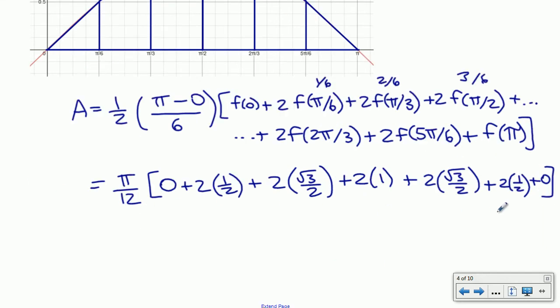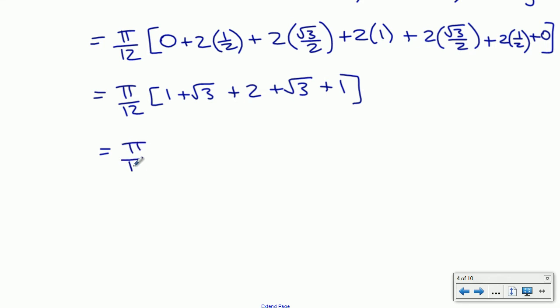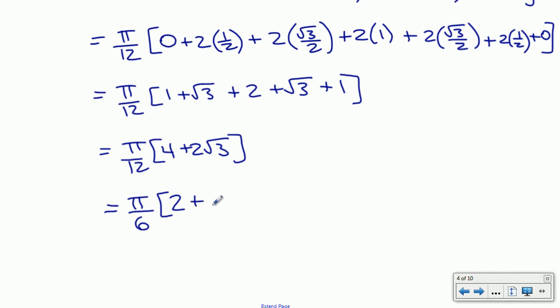So we can combine all these together, what we can. So we will simplify to 1 plus root 3 plus 2 plus root 3 plus 1. And further, we would end up with pi over 12, 4 plus 2 root 3. So we can factor out a 2 from the bracket here, giving us 2 pi over 12, which simplifies to pi over 6. And in the brackets, we're left with 2 plus root 3. And this is approximately equal to 1.954, which is reasonably close to the actual result, which is 2, but we'll save how to do that for another video.